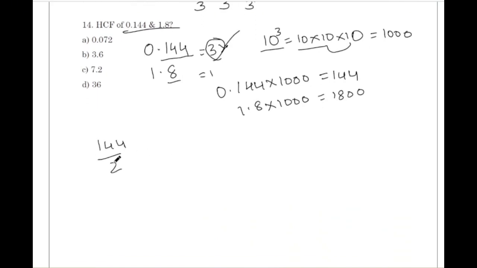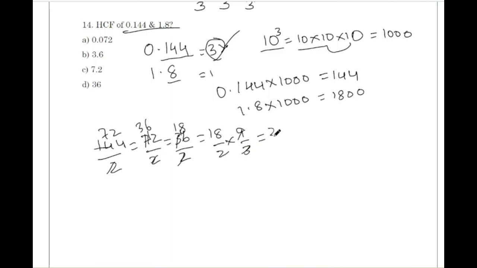144 divided by 2, 2 7s are 14, 2 2s are 4, so 72. 2 3s are 6, 2 6s are 12, 36. 2 1s are 2, 2 8s are 16, 8. 2 9s are 18, okay. 3 2s are 6, 3 3s are 9, and 3 is a prime factor. Stop. 2 into 2 into 2 into 2 into 3 into 3. How many 2s? There are 4 2s, 2 to the power of 4, into 2 3s, 3 to the power of 2.